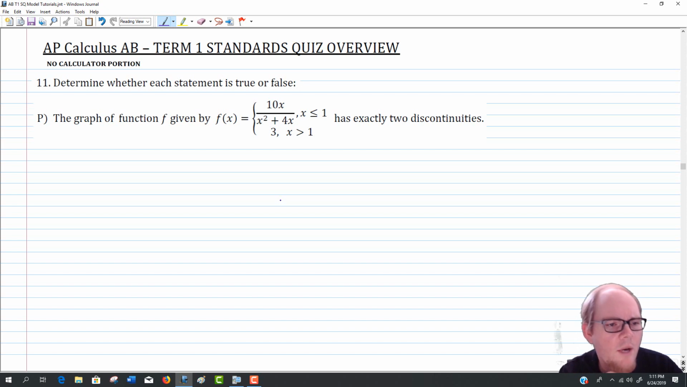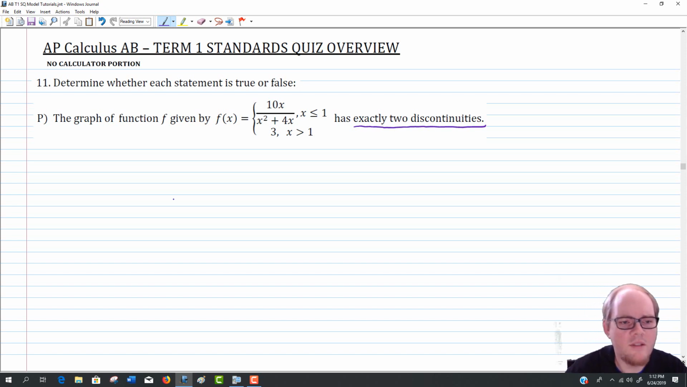So in the P question, it says the graph of function f given by that piecewise function has exactly 2 discontinuities. So basically what we're going to need to show, if we want to confirm that we can get this correct, is we want to either show that there are 2 discontinuities, not any others, or that there's either less or more. So lots of different pieces for us to look at here.